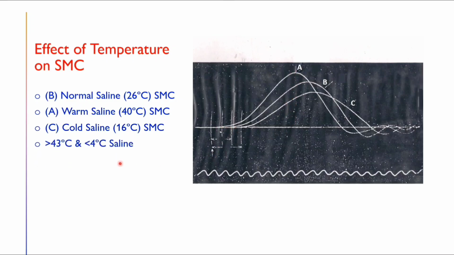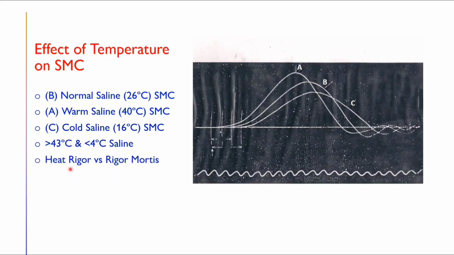Now what happens if we take an extreme temperature, like more than 43 degrees Celsius or less than 4 degrees Celsius? So extreme heat or extreme cold. If we expose the skeletal muscle to extreme heat or extreme cold, denaturation of the muscle protein occurs, particularly actin and myosin. They totally get denatured, totally get destroyed. So the muscle goes into spasm. So now the muscle will become dead and it will not react. So that is the effect of extreme temperature on muscle performance.